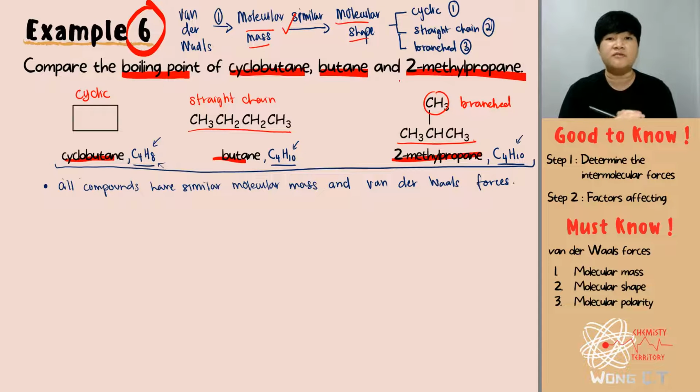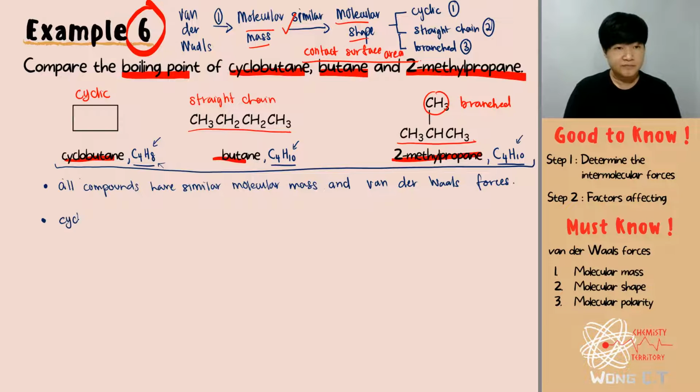So in this question, we are going to talk about molecular shape. And whenever we talk about molecular shape, guys, there is one thing that you must mention: contact surface area. The molecular shape is highly affected by the contact surface area. Okay? So first and foremost, your explanation must start with the similarity that you have, the molecular mass and van der Waals forces. The second, we go for the criteria. So we are going to talk about your cyclobutane having what type of molecular shape.